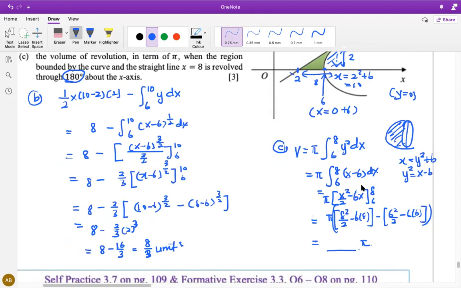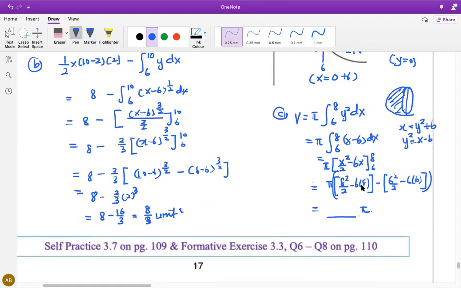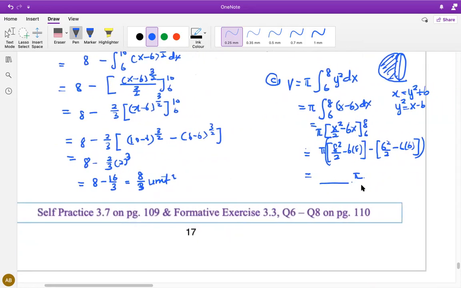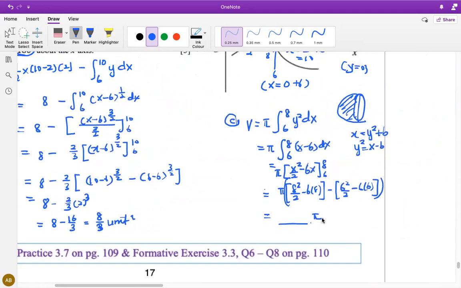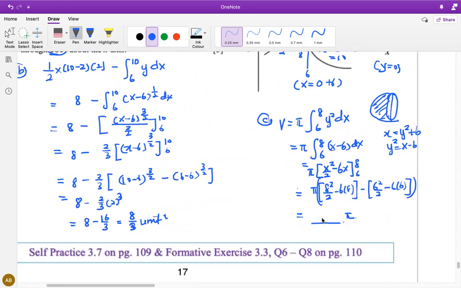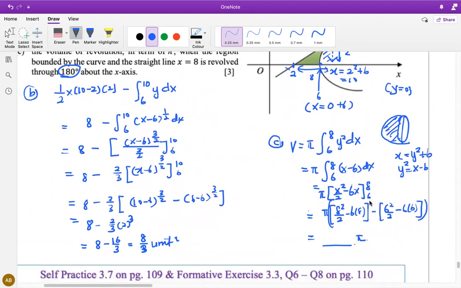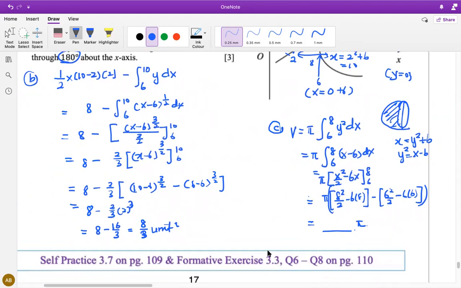All right, so the video is until here only. Okay, so for volume, do the exercise in 3.7 and also formative exercise, question 6 and question 8. Any question, please ask. Okay, so before I let you go, please make sure the answer is correct. So that means you check first.